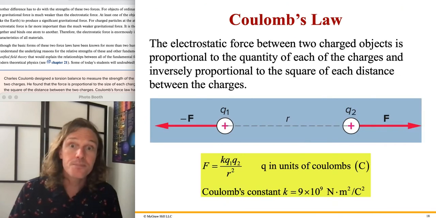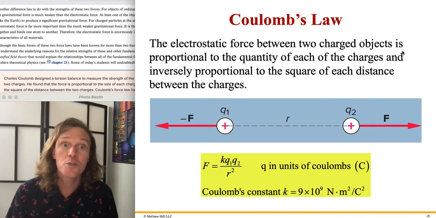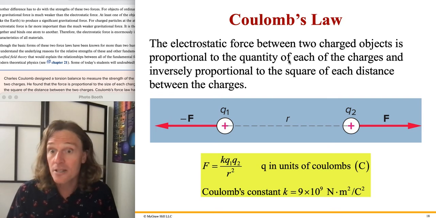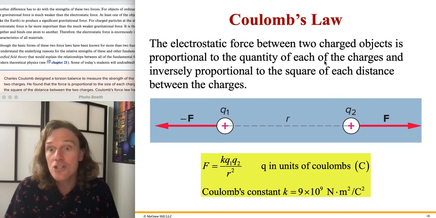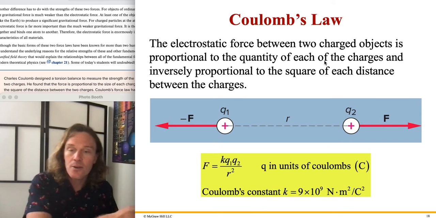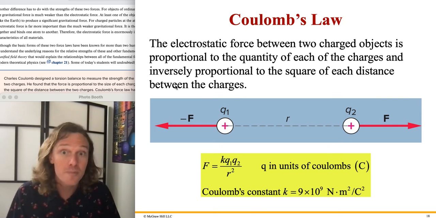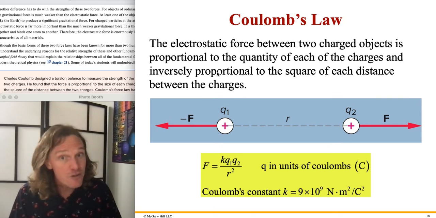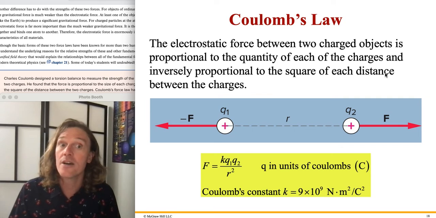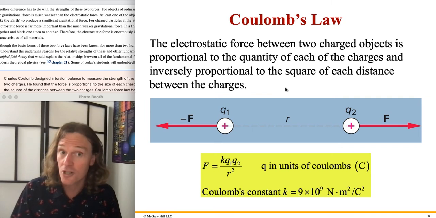All right. So it turns out the electrostatic force between two charged objects is proportional to the quantity of each of the charges. So it's the product of them, right? When you say each, what we mean is the product, because if you do one and then you do the other, you end up getting the product. It's directly proportional to both. Regardless, it is then inversely proportional to the square of the distance between the charges, okay?